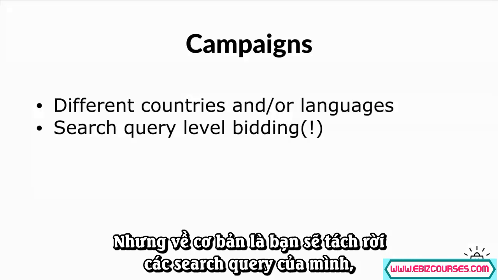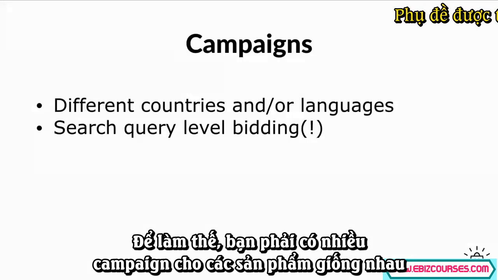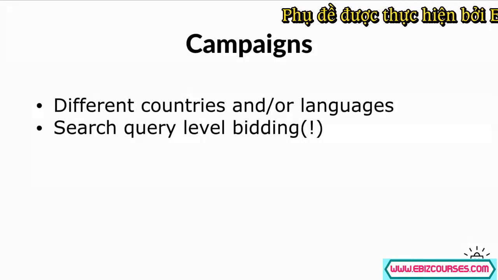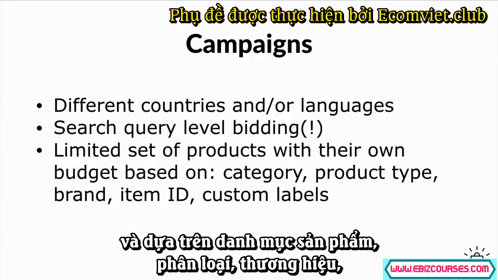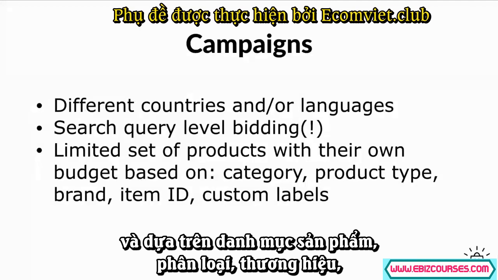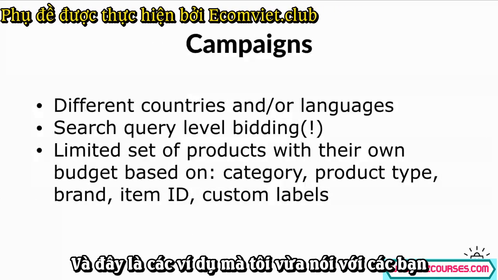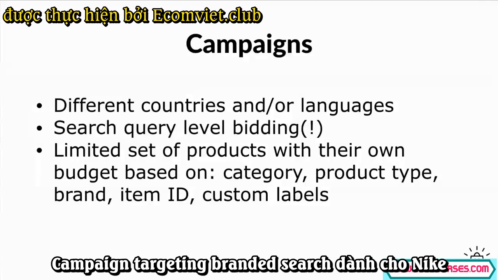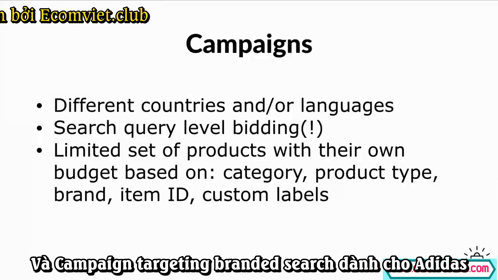But basically, you're going to be splitting your search queries, let's say between branded and non-branded searches. To do that, you have to have multiple campaigns with the same products. You can also create a limited set of products with their own budget based on the category, product type, brand, or item ID, or different custom labels. These are the examples that I've just shown you: a campaign targeting the branded searches for Nike, and then a campaign targeting the branded searches for Adidas.